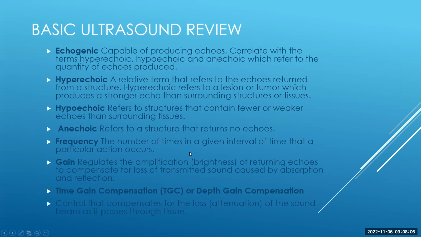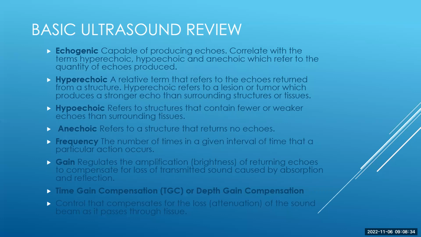So first with ultrasound, some basic ultrasound review. If something is echogenic, it means it's capable of producing echoes. This correlates with terms like hyperechoic, hypoechoic, and anechoic, and that's just referring to the quality of the echoes produced. Think about when a sound travels and hits something really hard and it bounces back very strongly, that's going to be hyperechoic.